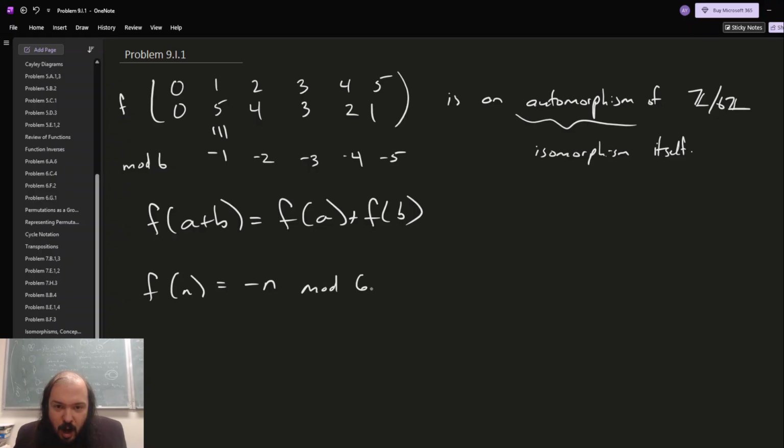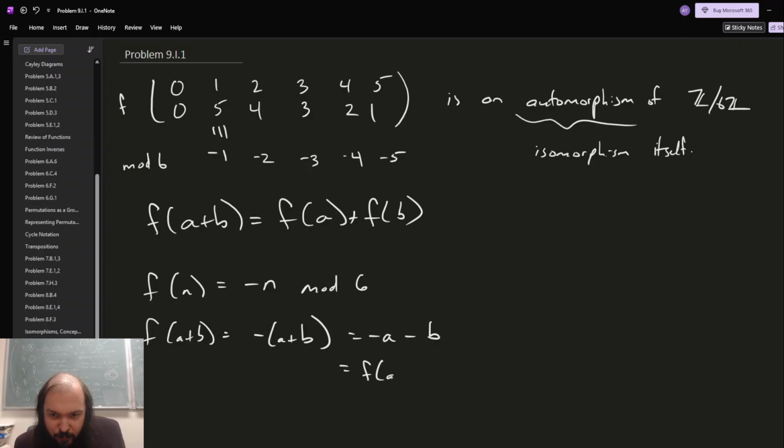And so, of course, this will satisfy this equation because f of a plus b will be minus of a plus b, which is minus a minus b, or f of a plus f of b, right? You could think of this as plus negative b if you want to. And so the moral of the story is that sometimes we find isomorphisms by cleverness, and sometimes we find them by using formulas.